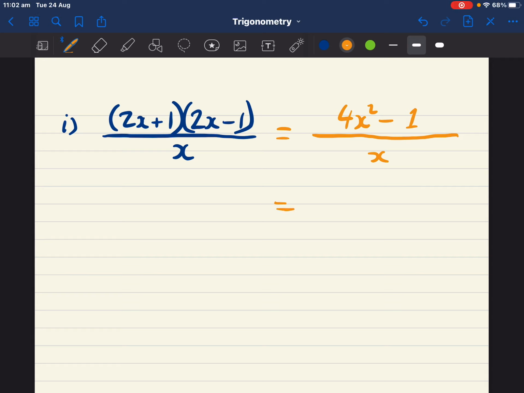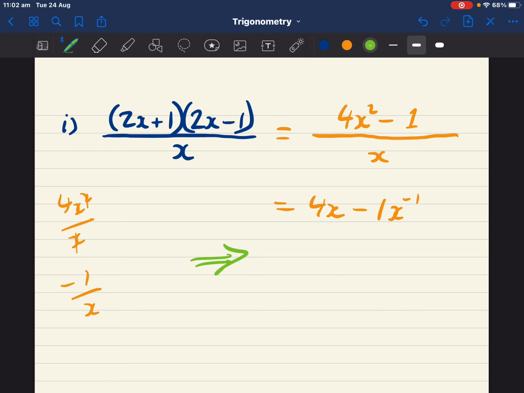Now I'm going to go ahead and divide everything by the x. Dividing the 4x squared by x will just give us a 4x. Dividing the minus 1 by x will just give us a minus x to the minus 1. Again, I'm rewriting it with the negative power. Okay, from here we've divided. Now we can go ahead and differentiate.